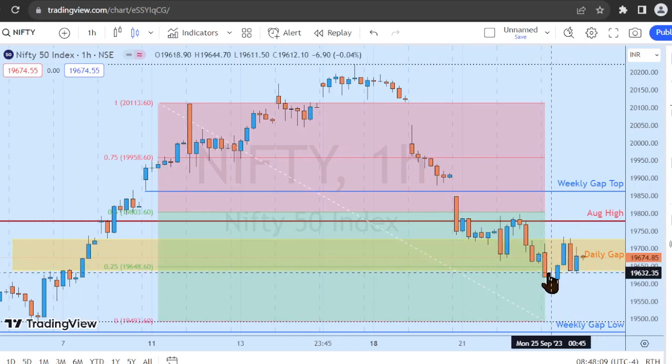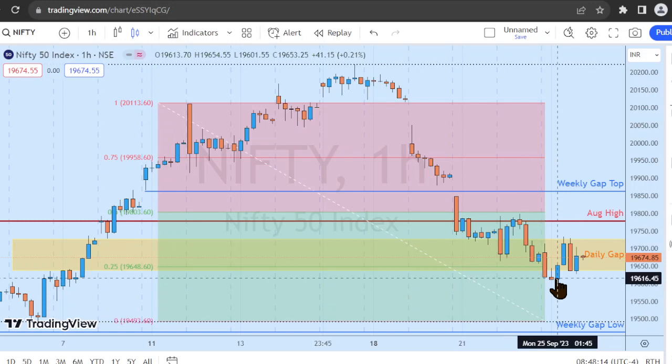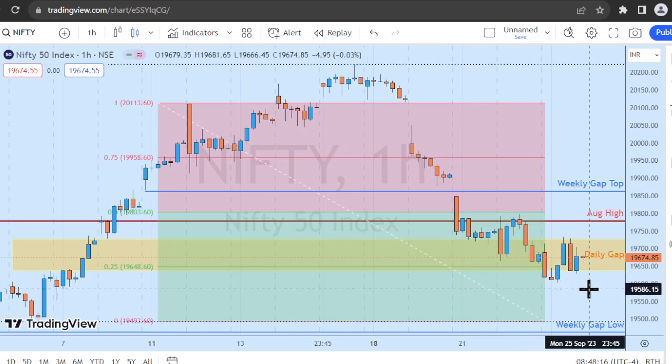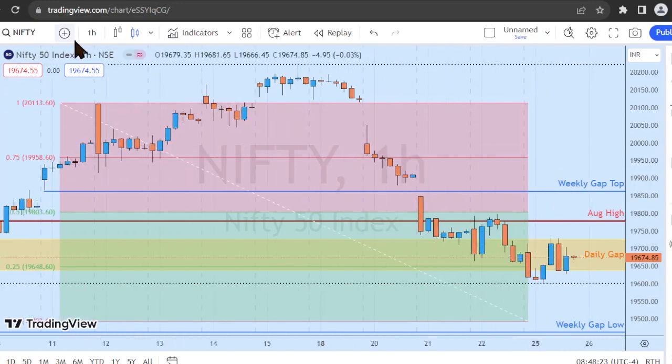It doesn't have to be exactly at the bottom or top, right? It's somewhere when it comes to this level, I'm looking for the market to behave or to show me some kind of reaction, right?